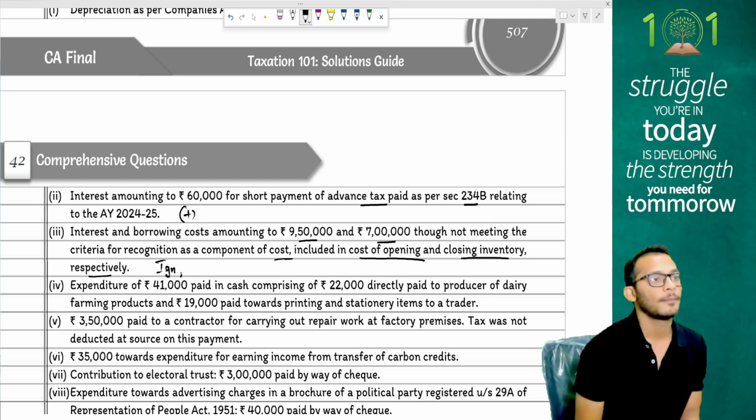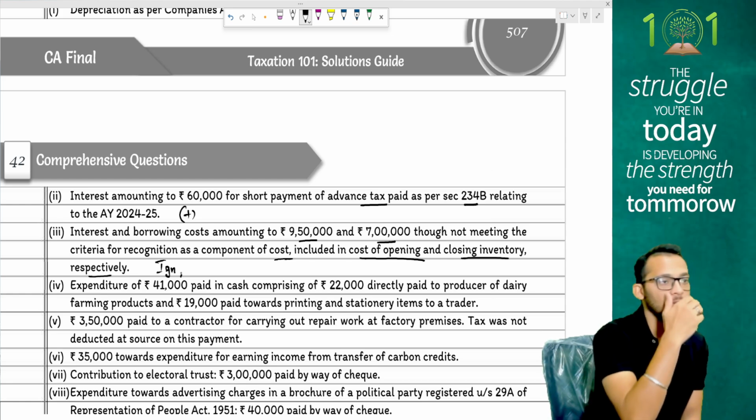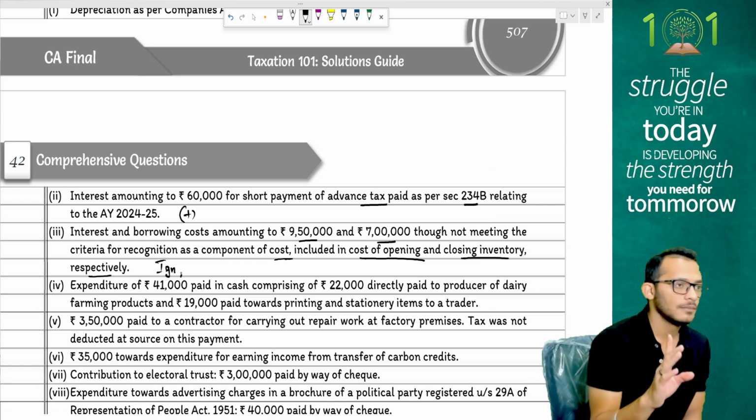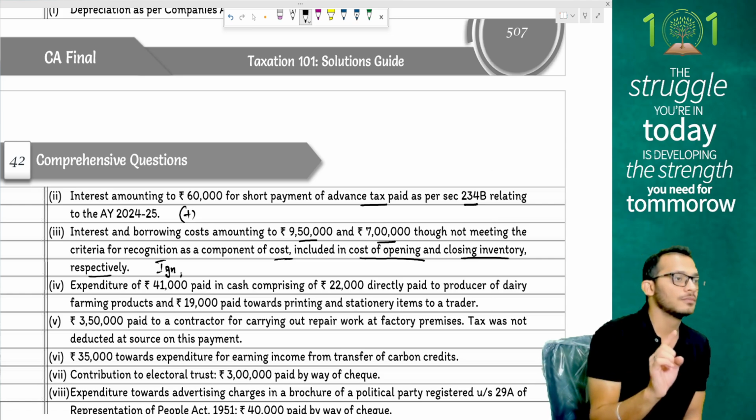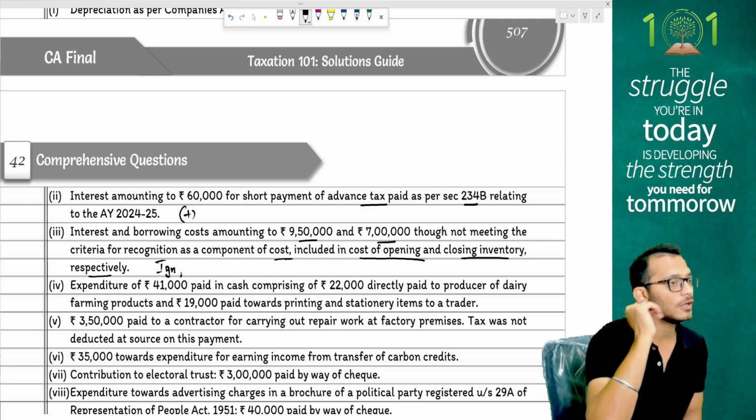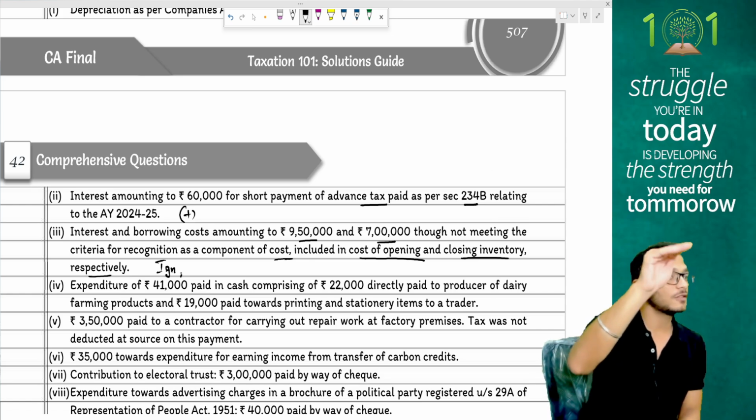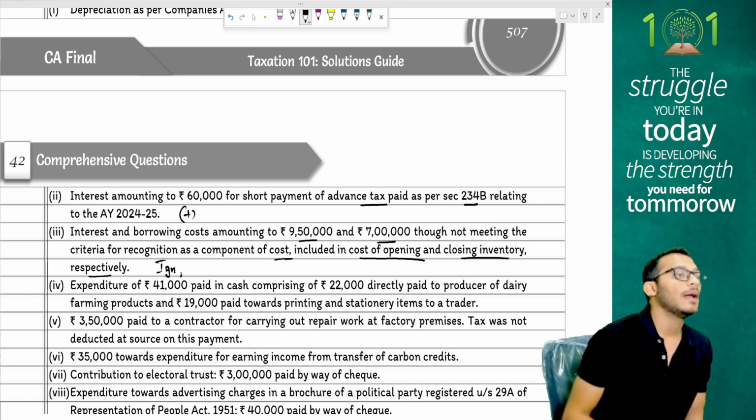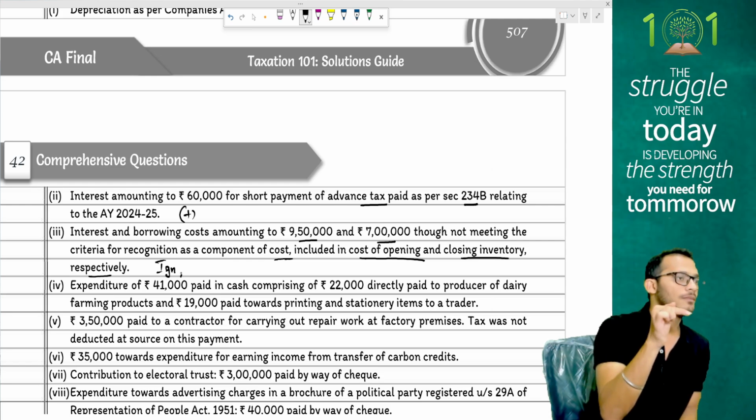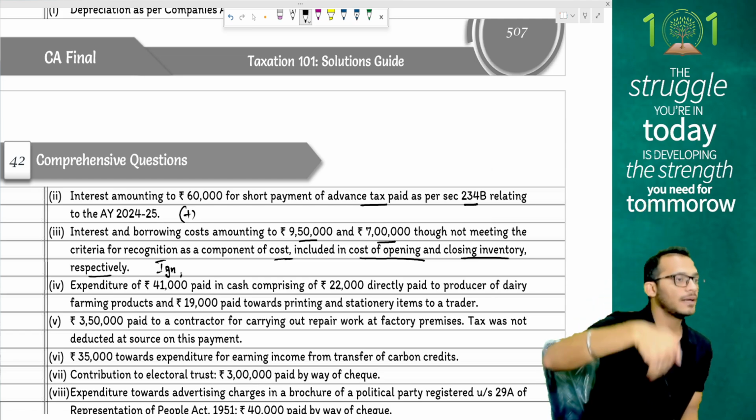Agree? You ignore the 7 lakhs. Think about the 9.5. 9.5 is part of my opening stock. Assuming it is not included in stock, what will you do? Your opening stock will come down. If your opening stock comes down, your profit will increase, correct? At the gross profit level. But this should not be part of opening stock, meaning it should be part of the expense ledger, which means it will be moved to net profit. So you're going to increase your gross profit and reduce your net profit. Net effect is nil.